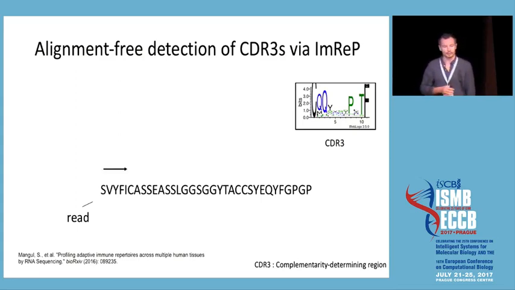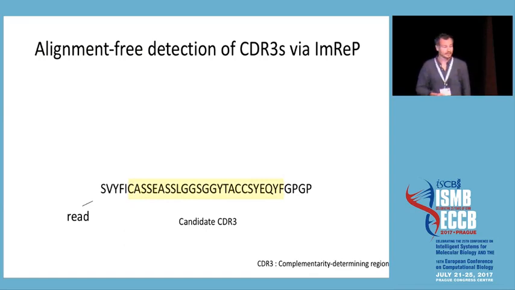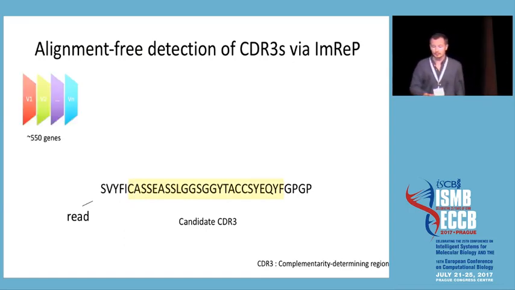Let's scan the read from the left until we find the first cysteine. That will be it. We scan the read from the right, and we find the first phenylalanine. As we do so, that's our candidate CDR3 sequence. However, that could be a false positive because we know nothing about the flanking regions. So what we do is take the database of the V genes, which is quite small. Across all chains of the immunoglobulin, there are around 500 V genes.